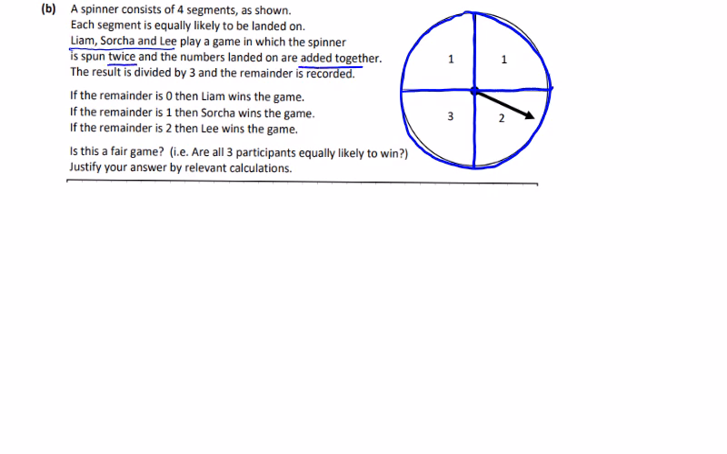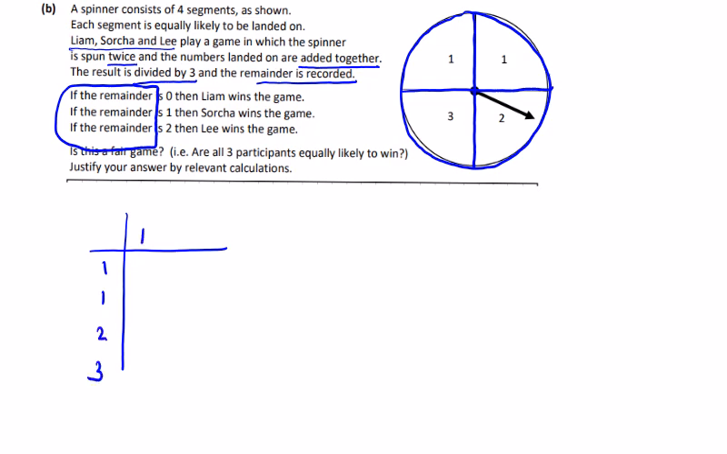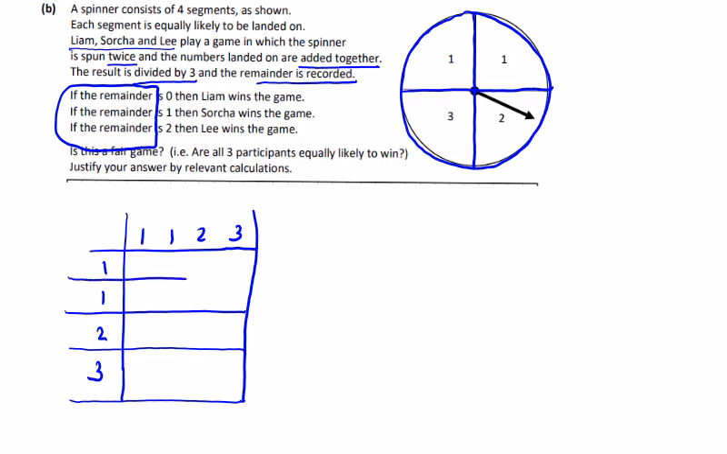and the numbers landed on are added together. So it's a bit like the 2 dice question. Then the result is divided by 3 and the remainder is recorded. So it's the remainder that's important here. It's a funny question that they've made up here. Right, so let's do our two-way table. We have spinner 1, 1, 1, 2, 3, and then the second time 1, 1, 2, 3. So I think a two-way table is probably the best way to see what's happening here. You could just write out the combinations, but I think this does it quicker.